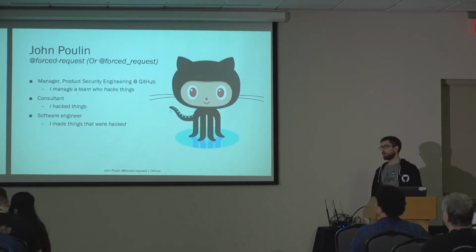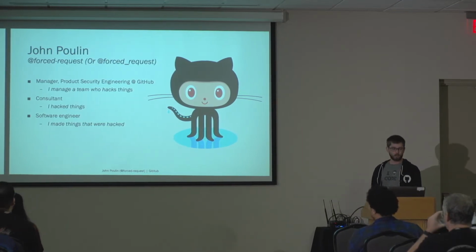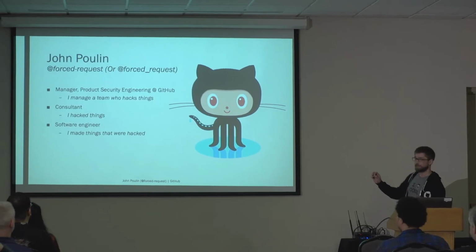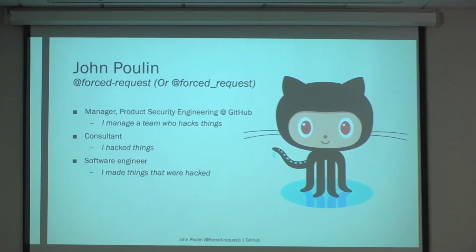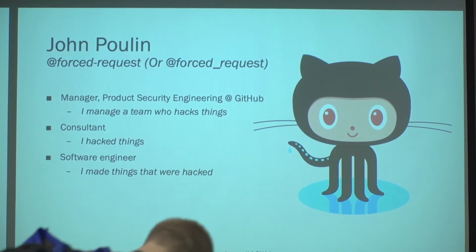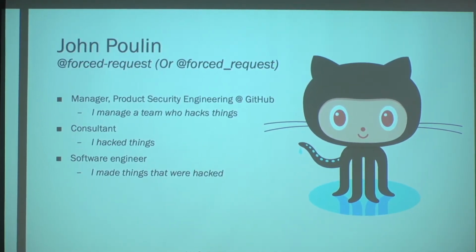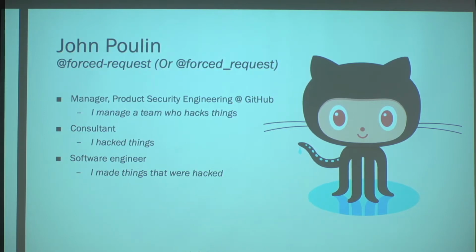So before we get too far, let me introduce myself. My name's John Poulin. I'm Forced Request or Forced_request, depending on where you look for me on the internet. I am a manager of product security engineering at GitHub. My team focuses on basically internal consulting, secure code review, a little bit of threat modeling, architecture design, things of that nature. So I like to say I manage a team who hacks things now.